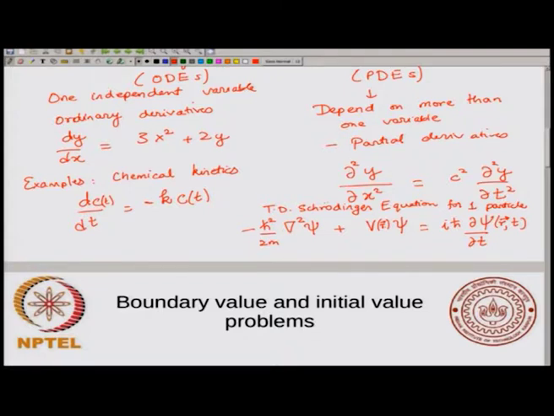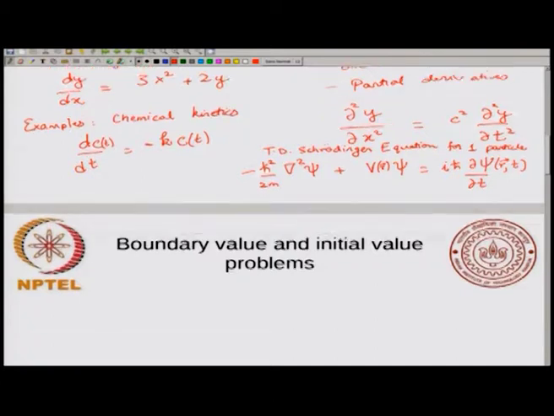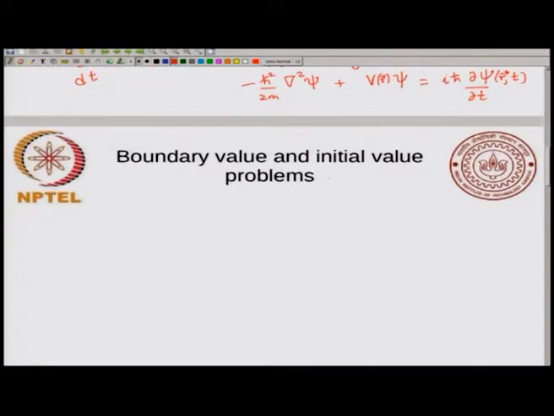You can also write the time independent Schrodinger equation. I will not bother with doing that here. Okay. Now, I will just mention a couple of problems that you are used to when you deal with differential equations.